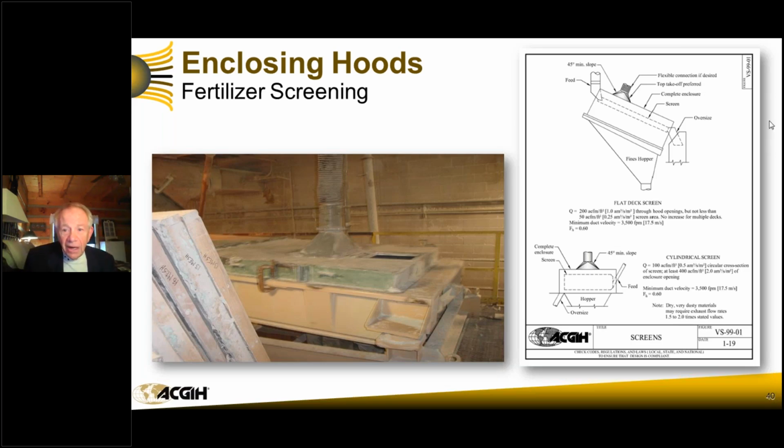Look at here, Q equals 200 ACFM per square foot through hood openings, but not less than 50 ACFM per square foot of screen area. No increase for multiple decks. Minimum duct velocity. Look at all that information. This is all the things you wanted to know. And that's for a flat deck screen, which is what this one is. Also used for cylindrical screens.